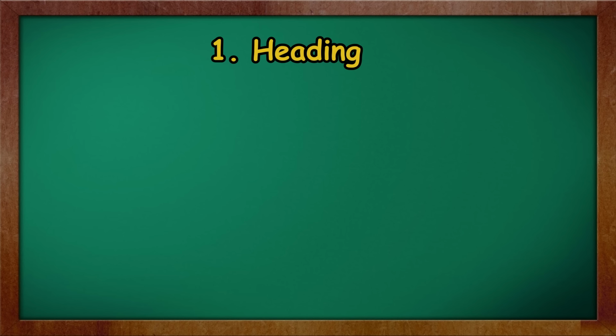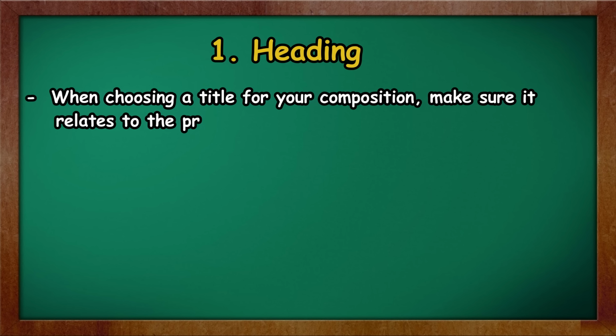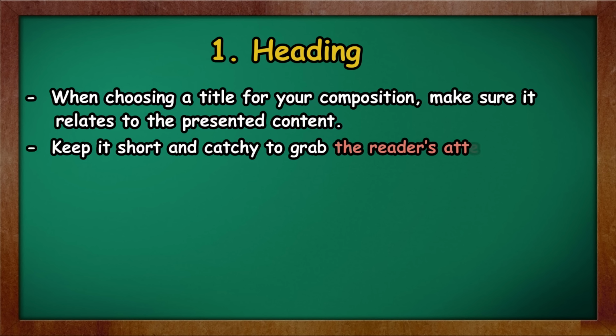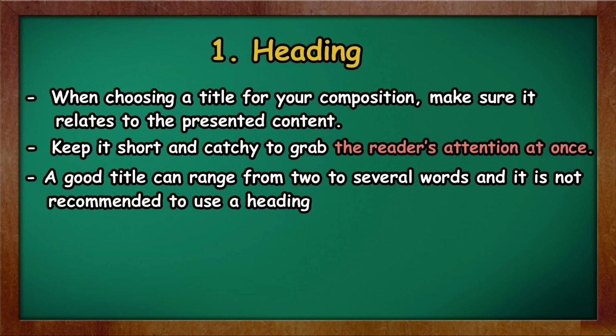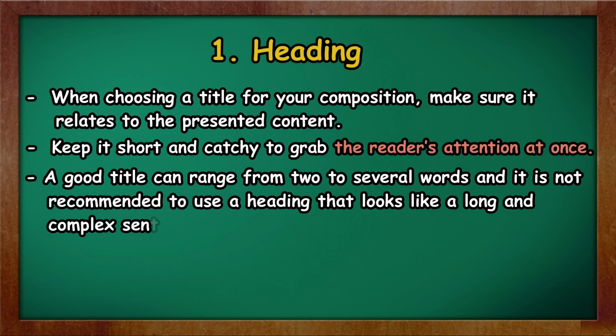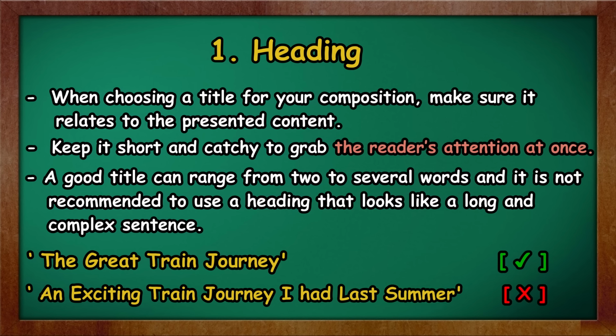So the first part is the heading. When choosing a title for your composition, make sure that it relates to the presented content. Keep it short and catchy to grab the reader's attention at once. A good title can range from 2 to several words, and it is not recommended to use a heading that looks like a long and complex sentence. Check out the 2 different examples here, and it will be clear to you. The Great Train Journey seems good, but An Exciting Train Journey I Had Last Summer doesn't look catchy.